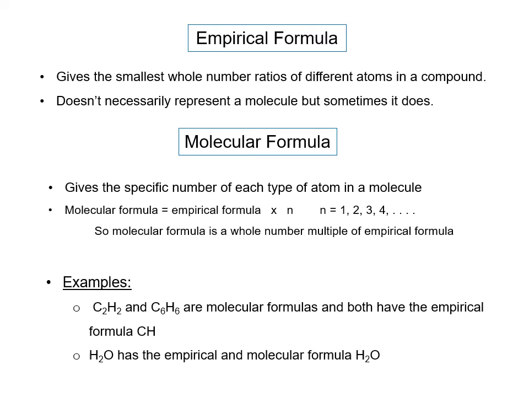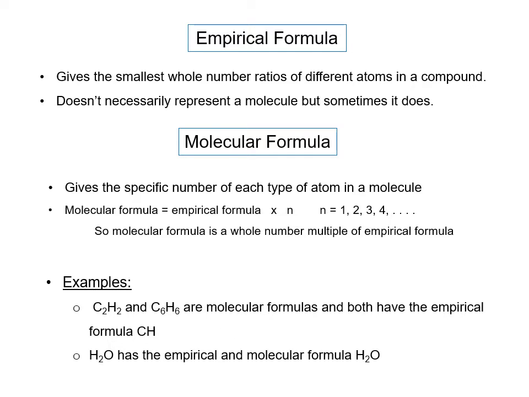Hello and welcome back. In this video, we're going to learn about empirical and molecular formulas. So let's first define what empirical and molecular formulas are. We'll start with empirical formulas. Empirical formulas give the smallest whole number ratio of the atoms that are present in a compound. They don't necessarily represent a molecule, but sometimes they do.